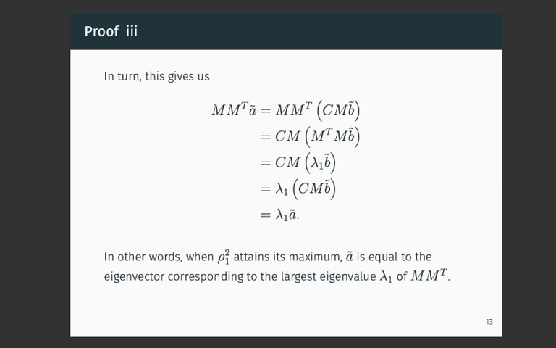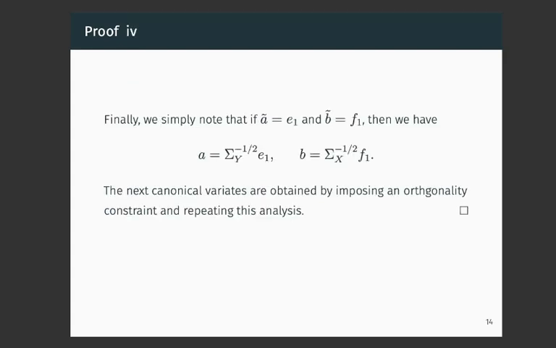Using this fact, we can show that A tilde is also an eigenvector for M transpose with the same eigenvalue lambda 1. In other words, when rho 1 squared attains its maximum, A tilde is equal to the eigenvector corresponding to the largest eigenvalue, lambda 1, of M transpose. So both A tilde and B tilde are eigenvectors. The last thing we need to show is that if A tilde is equal to E1 and B tilde is equal to F1, and we go back to our original variables A and B, we can express A as sigma y to the negative 1/2 times E1, and B as sigma x to the negative 1/2 times F1. And so we're done for the first canonical variates.